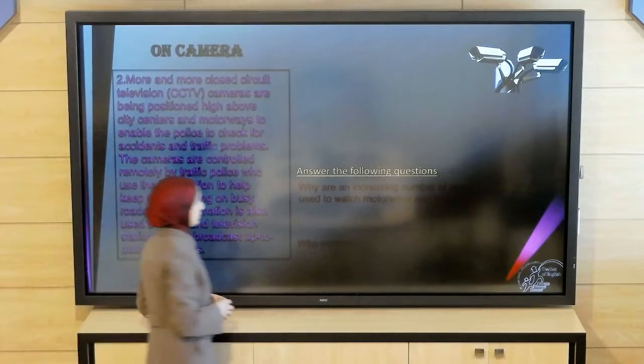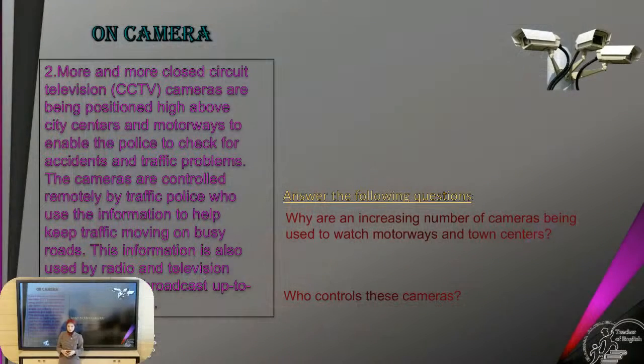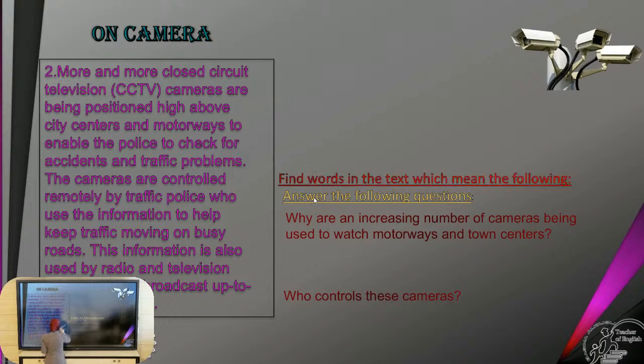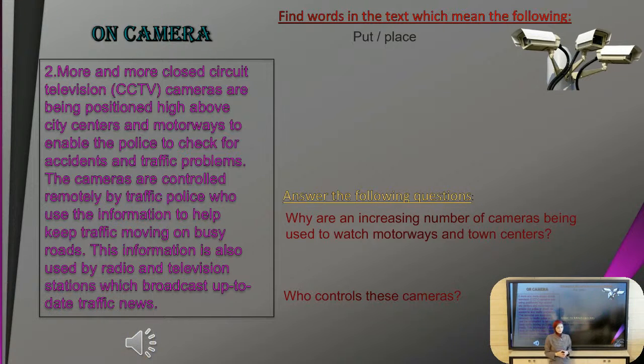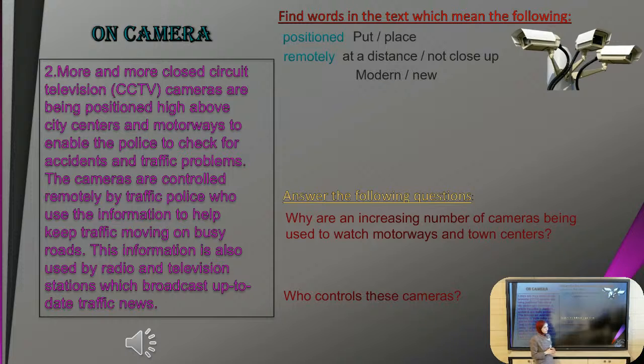Okay, now, before we answer the questions, let's see the meanings of some difficult words. The first word means put or place. Of course, this is a verb here. It's position. Now, at a distance or not close up. If there is something that's in a distance, we say it's a remote one or remotely. Now, modern or new. When something is modern, we say it's up to date.